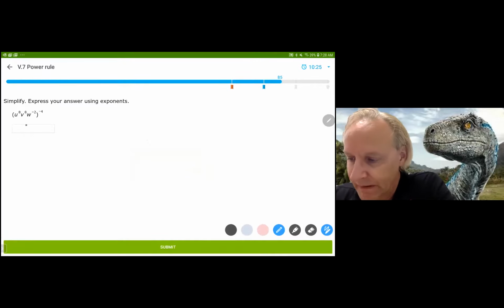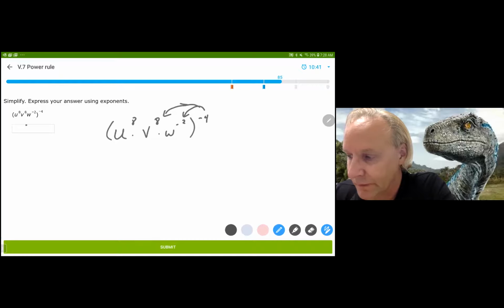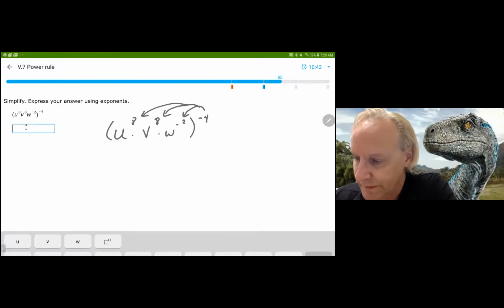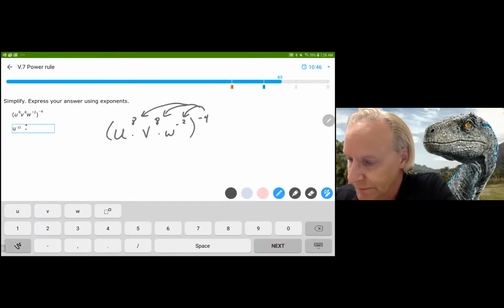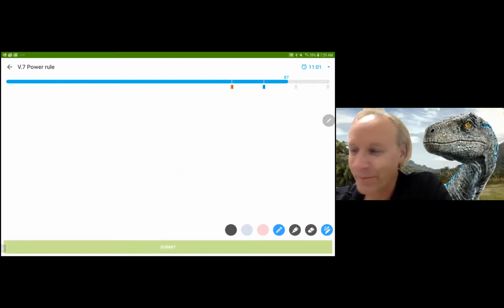Okay, 3 of them. We have u, I'll write it out here so you can see it. U to the 8th, since it's a little different than the others. V to the 8th, W to the negative 2, all raised to the negative 4 power. This is all multiplication, so I can distribute the exponent. So we end up with u raised to the negative 32, v raised to the negative 32, and w raised to the positive 8. I'm just multiplying exponents. Remember, rules of integers still apply.